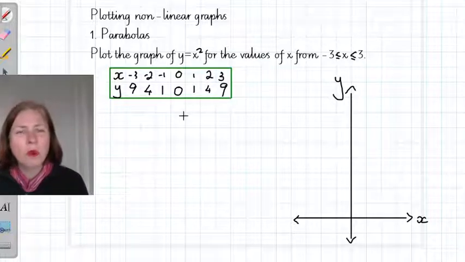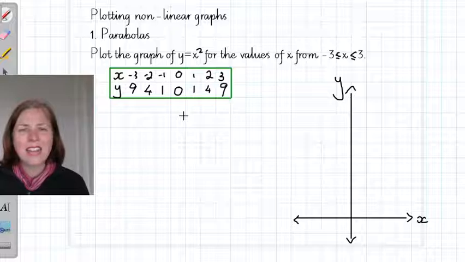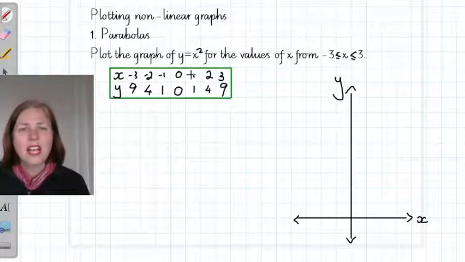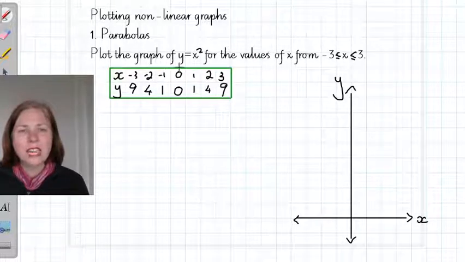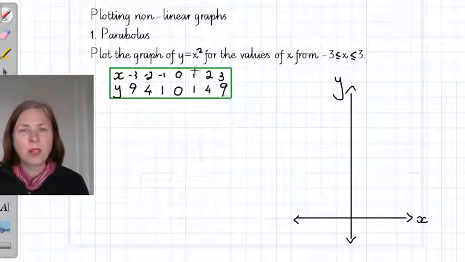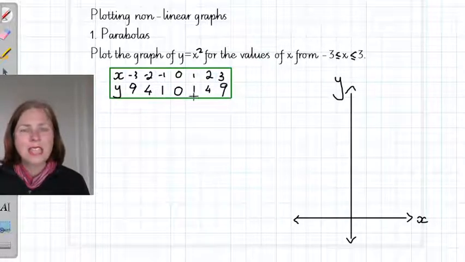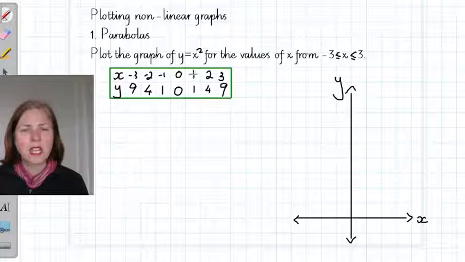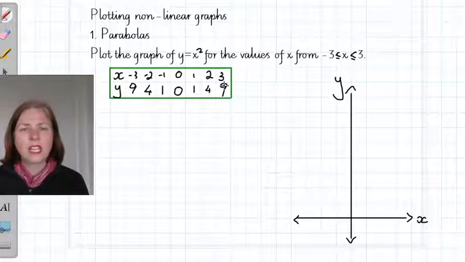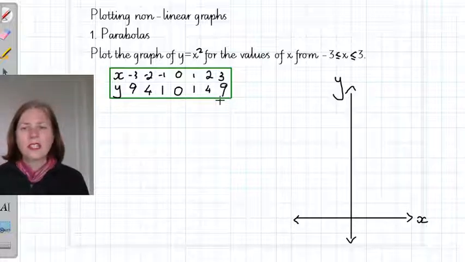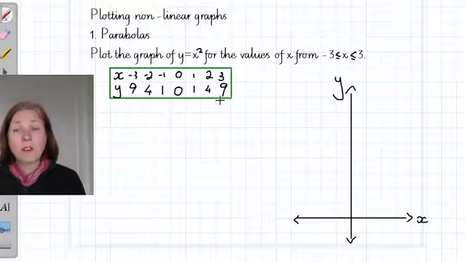So now let's look at what we have here. We end up with a pattern, and that happens because of the squaring, that all the results for my negative x values and my positive x values give me the same answer. So negative 1 squared gives me the same as 1 squared. Negative 3 squared gives me the same value as positive 3 squared. So that's where we get symmetry from on our graph.